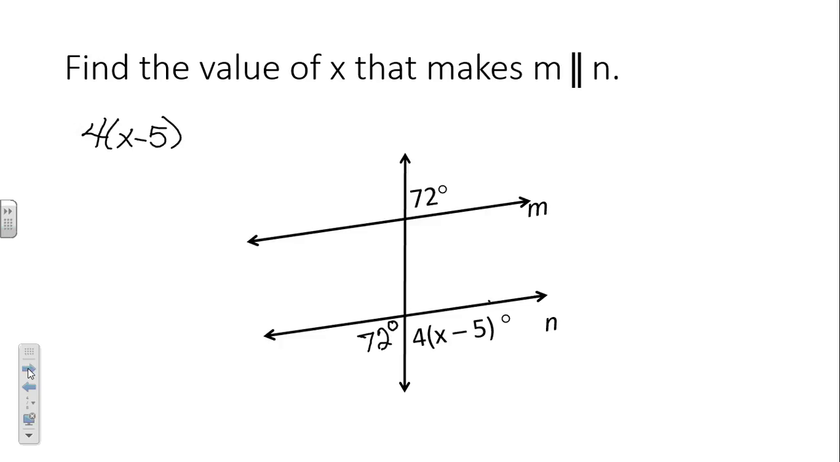Is it going to be equal to 72? Plus 72 equals 180. Why? They form a straight line. Linear pairs are supplementary, aren't they? Okay, very good. So now we have to do what to be able to solve this problem? Distribute. So we distribute the 4 to both.